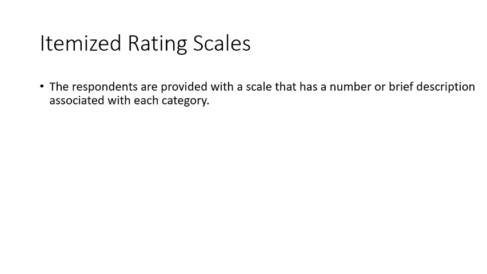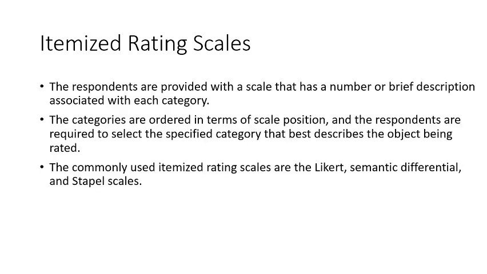I'm not going to discuss it here. The second thing is itemized rating scales. What is itemized rating? The respondents are provided with a scale that has a number of brief descriptions associated with each category. The categories are ordered in terms of scale options, and respondents are required to select the specified category that best describes the object being rated. The commonly used itemized ratings are the Likert scale, semantic differential, and Stapel scales.